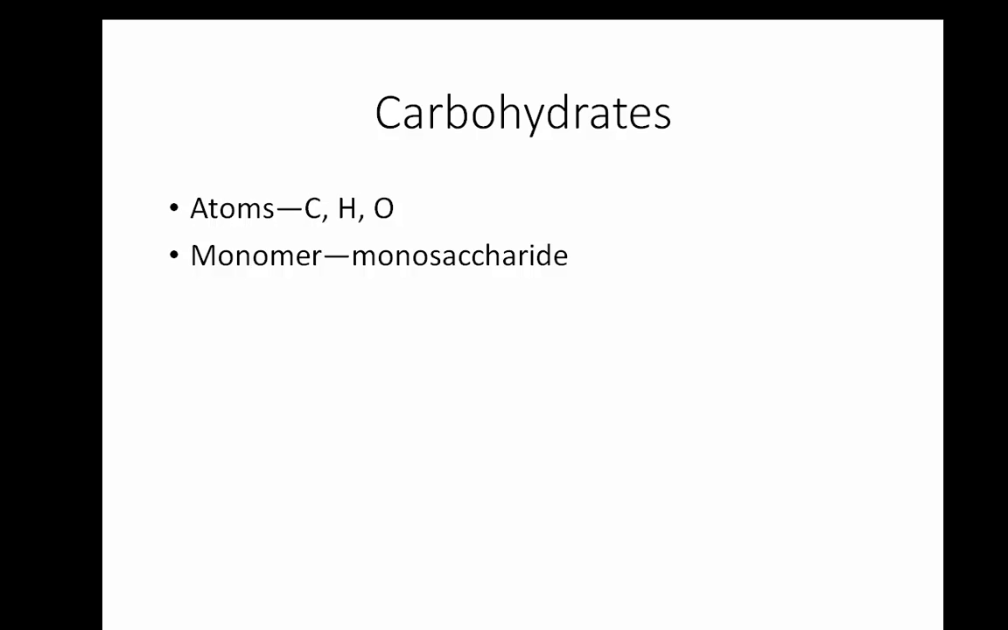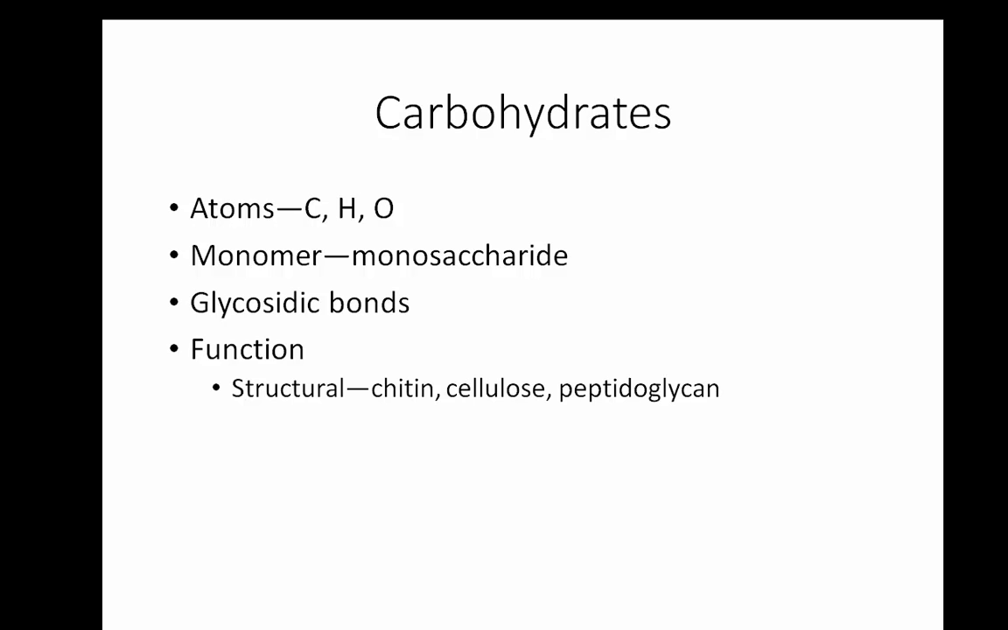Our second organic molecule are carbohydrates. Now, carbohydrates have the same atoms in them as lipids, carbon, hydrogen, and oxygen, but they're arranged differently. The monomer for carbohydrates is a monosaccharide, and monosaccharides are held to each other by glycosidic bonds. When you put two of them together, you have a disaccharide, and as you put more of them together, you come up with a polysaccharide. Carbohydrates can function as structural components. Chitin, cellulose, peptidoglycan are all structural components.